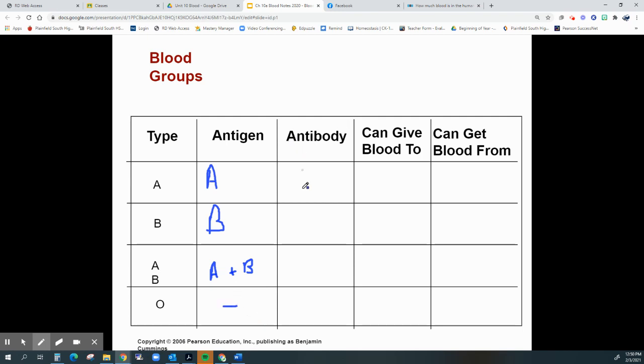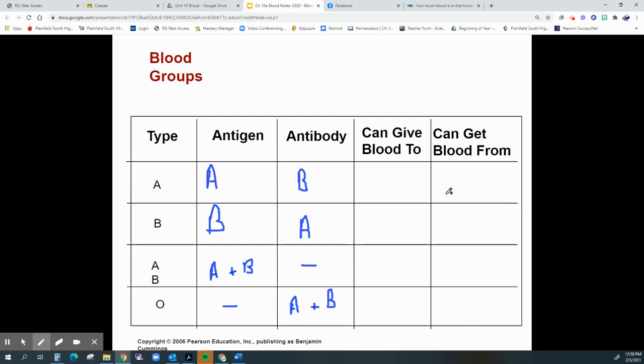Antibody in response: since type A makes the A antigen, they actually make the B antibody. Type B, since they make the B antigen, makes the A antibody. Type AB doesn't make any antibodies because they have both antigens, and type O makes both A and B antibodies.